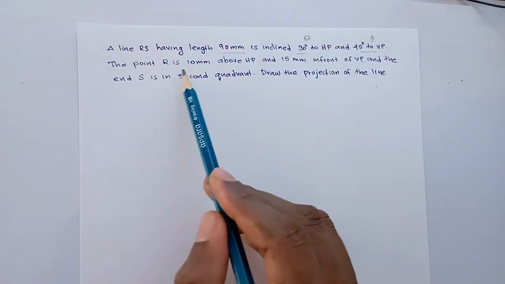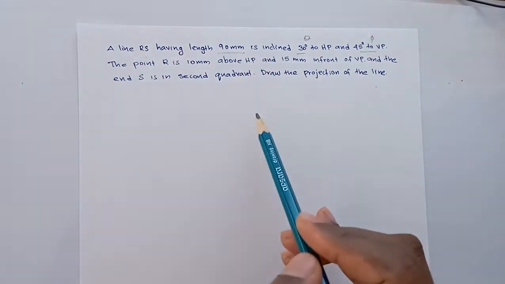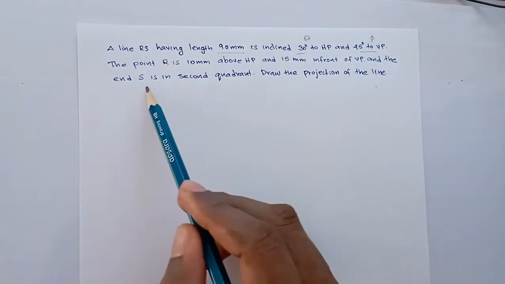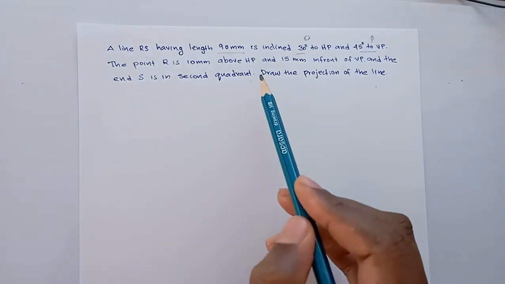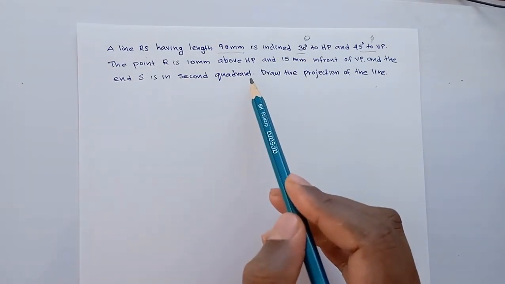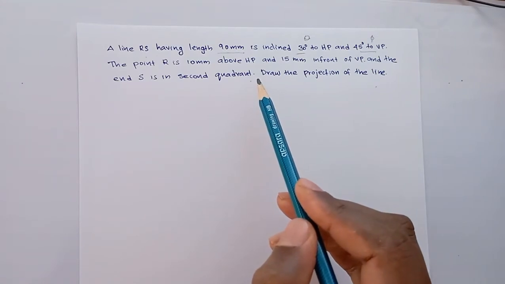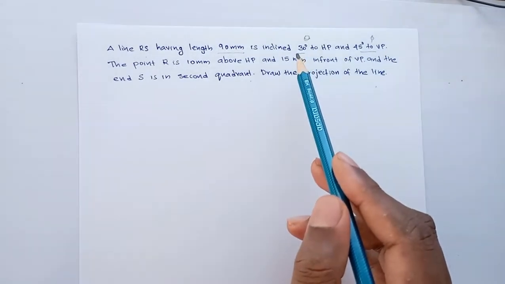Okay. The point R is 10 mm above HP and 15 mm in front of VP. That means it's in the first quadrant. And the end S is in second quadrant. Okay, that's a little bit different. The end S is in second quadrant. So it's a problem where one point is in first quadrant and the other point is in second quadrant.